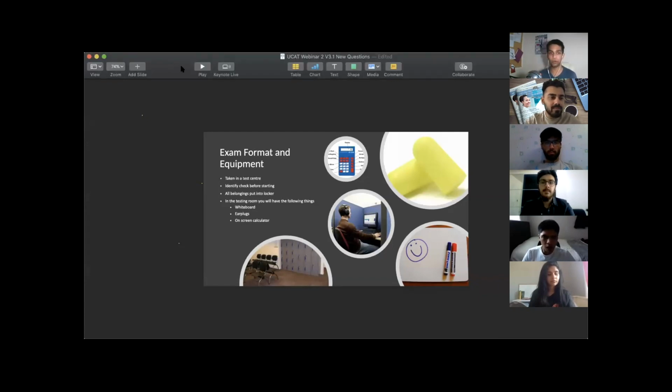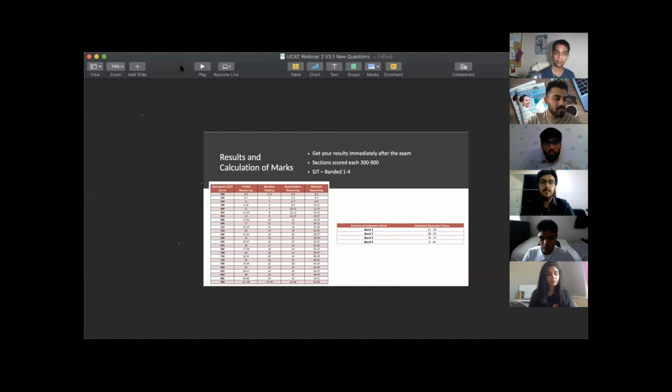Moving on to scoring. So the first 4 sections are scored between 300 and 900. The SJT is a bit different. Situational judgment is banded. So depending on how many questions you get correct, you will be placed in a band 1 to 4, with 1 being the best and 4 being the worst.